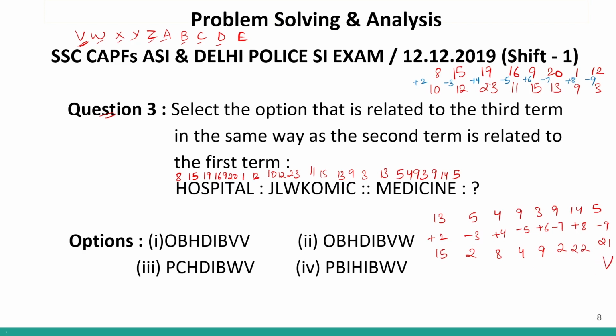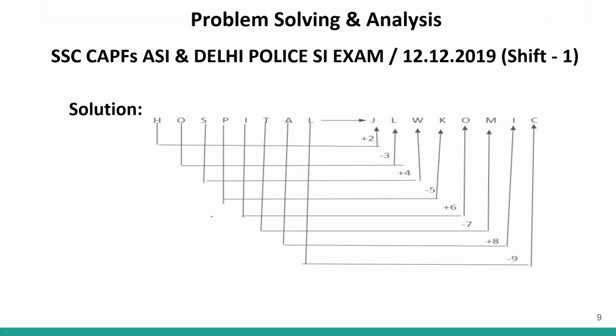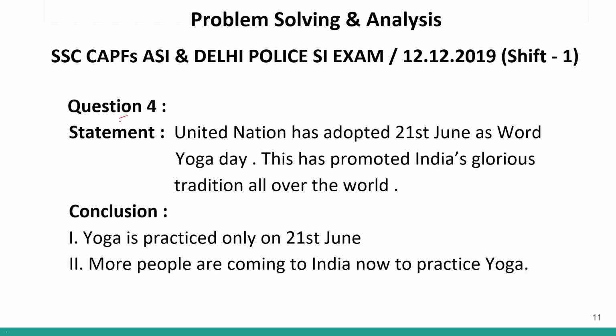So V is fixed. Now at 15th, we have O. This is B. This is H. This is D. This is I. This is again B. And 22 is V. So we have O, B, H, D, I, B, V, V. This is our final code. And this is given in option number 1. So option number 1 will be your correct answer to this question. Clear? Now, let us move on to question number 4.